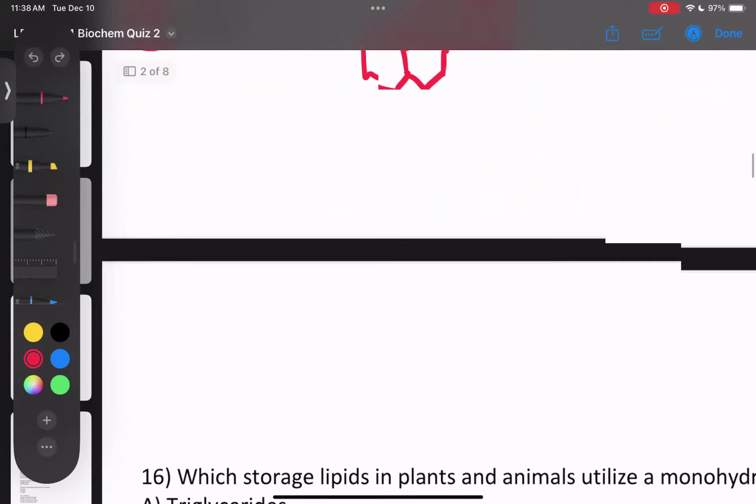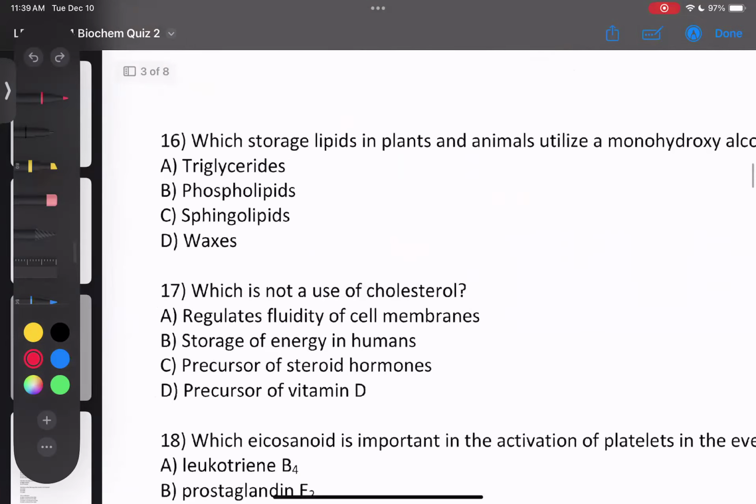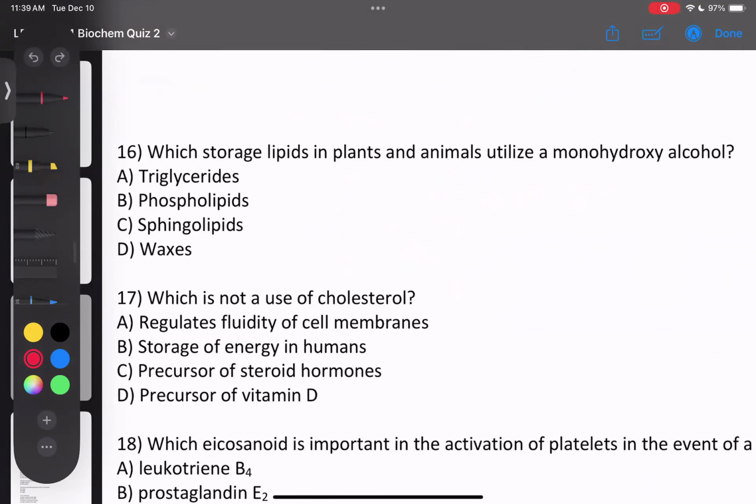Okay? 16. Which storage lipids in plants and animals utilize a monohydroxy or monohydric alcohol? A long monohydric alcohol. I think this is like a keyword. Once you hear that in the topic lipids, there's no doubt. Okay, there is not a lot of things you should overthink and go straight ka dapat sa waxes.